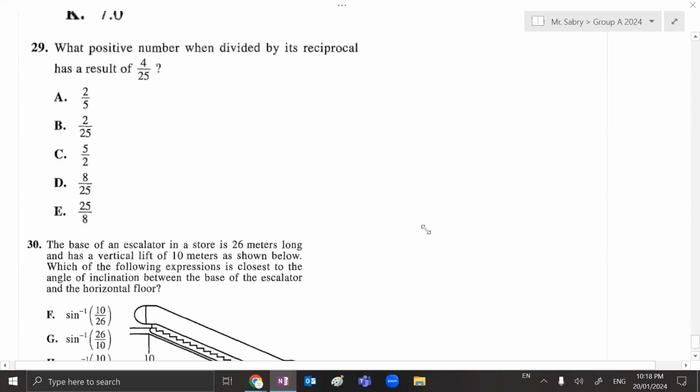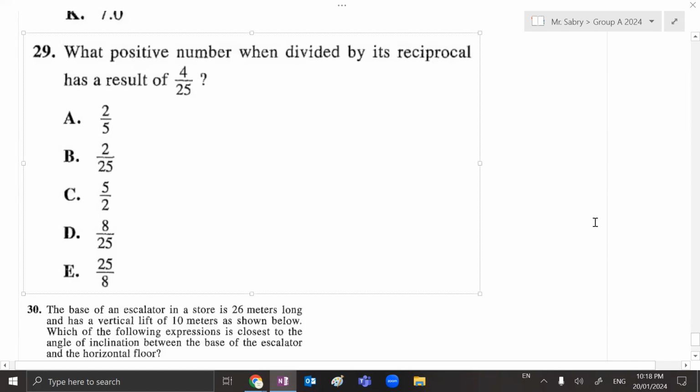29. What positive number when divided by its reciprocal has a result of 4 over 25? What does reciprocal mean? The reciprocal of A over B is the same number flipped, B over A. And that's exactly what we're going to use to solve this question. We'll start with a positive number, let's say it's x. When it's divided by its reciprocal, what's the reciprocal of x? It's 1 over x.